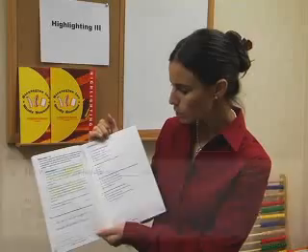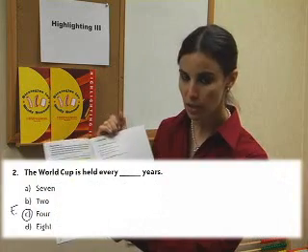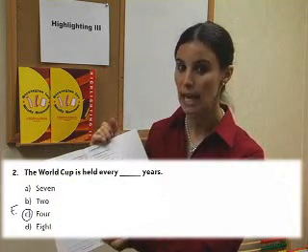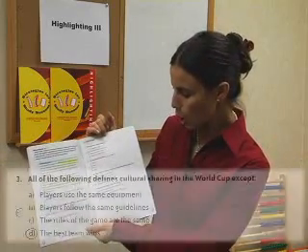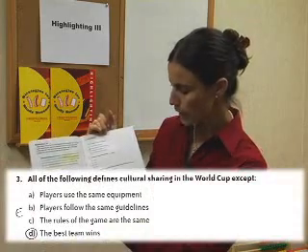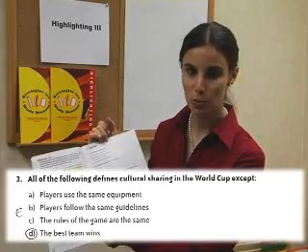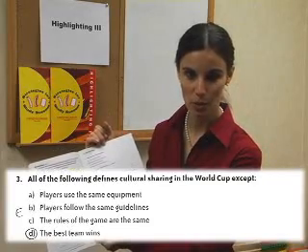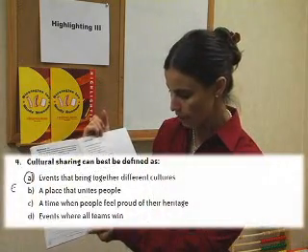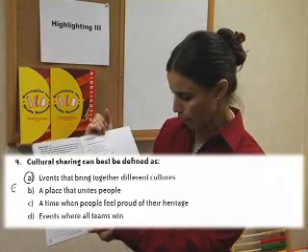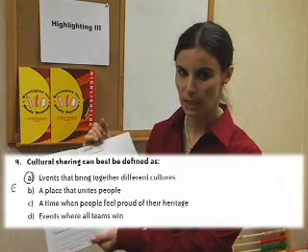Question 2. The World Cup is held every blank years. The answer here is C, 4. Because this answer comes straight from the passage, this is an explicit question, which we mark with an E. Question 3. All of the following defines cultural sharing in the world except D, the best team wins. Again, because this answer comes straight from the passage, it is an explicit question, which we mark with an E. And number 4, cultural sharing can best be defined as A, events that bring together different cultures. The answer here is explicit, so we mark that with an E.